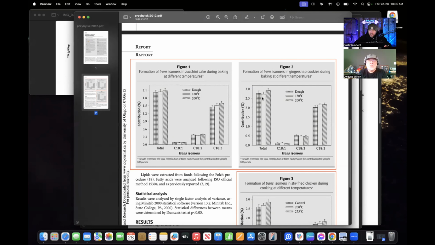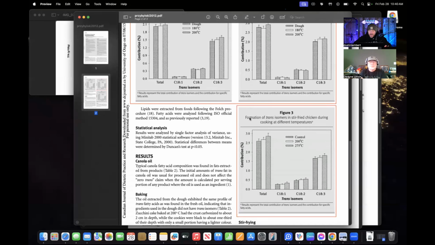On the zucchini cakes. On the ginger snap cookies, pretty much the same thing. There's a change, something's definitely happening. Is it enough to be concerned about? Not really. As we look at the contribution as a percent here on the left, it goes from 2.75 to 2.9. Same thing, even less on this one. Nothing really happening here.